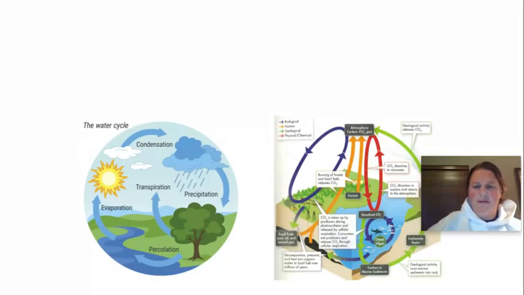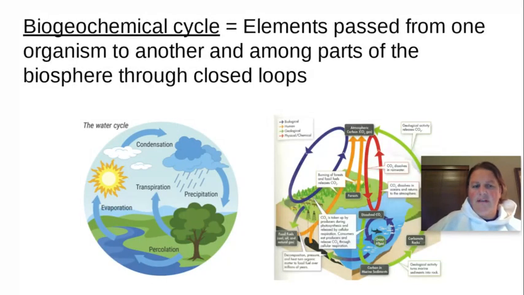If you remember from the previous lesson, we were talking about cycles that are called biogeochemical cycles. This is where elements are passed from one organism to another and among the different parts of the biosphere through various loops. We talked about the water cycle and how that recycles. We also spent quite a bit of time with the carbon cycle and learned about the individual loops and processes that allowed that nutrient to go throughout the ecosystem.